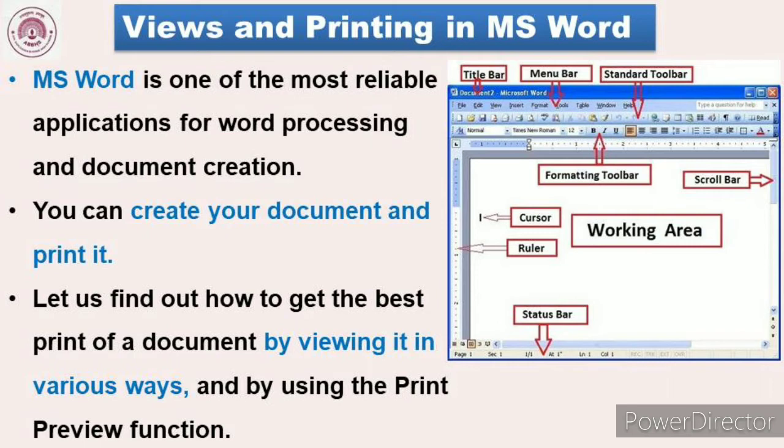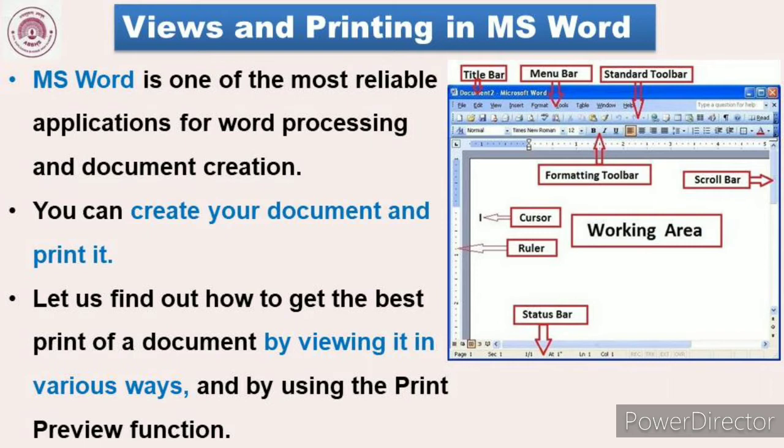On the right hand side you can see a picture of the working area of MS Word. On the top we have a title bar where we can see the name of our document. Below that we have a menu bar with lots of menus on it. Then we have the standard toolbar. Now the standard toolbar consists of new document, open a document, save, print and a lot of other functions.